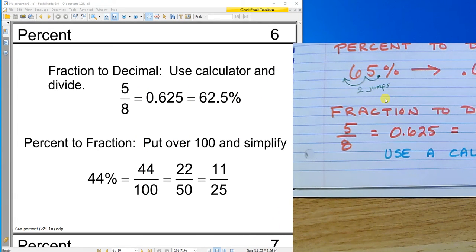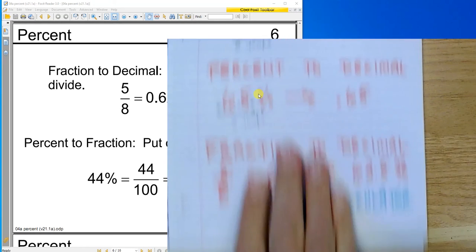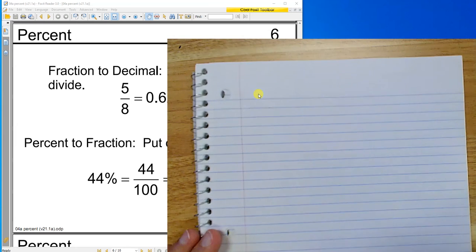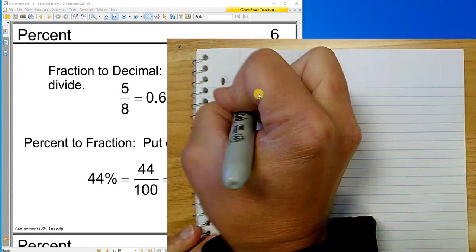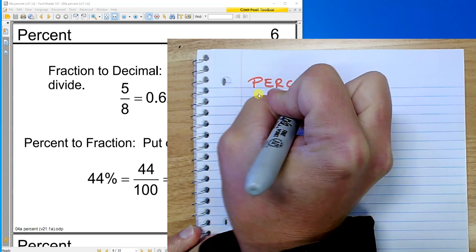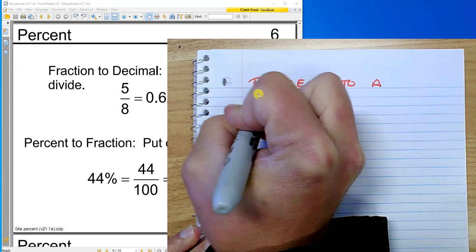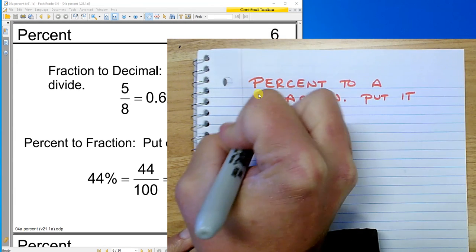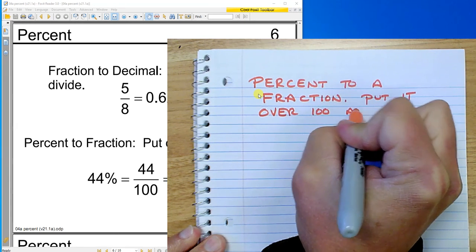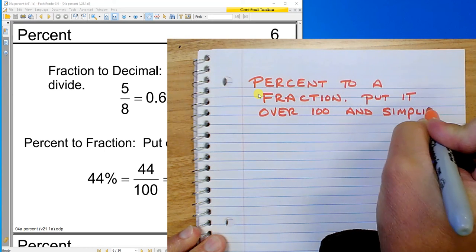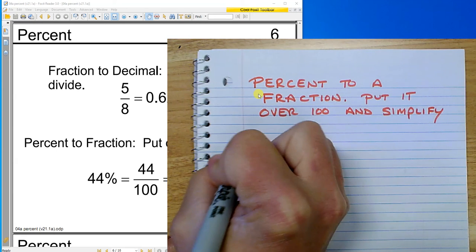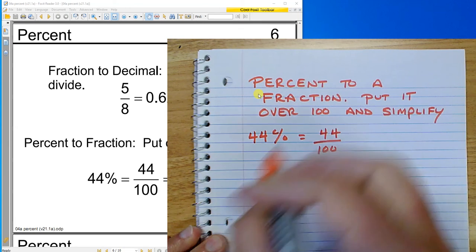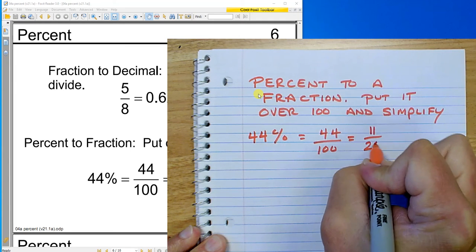And a percent to a fraction, put it over 100 and simplify. So I have 44%, which means 44 per 100, and this will simplify to 11 over 25.